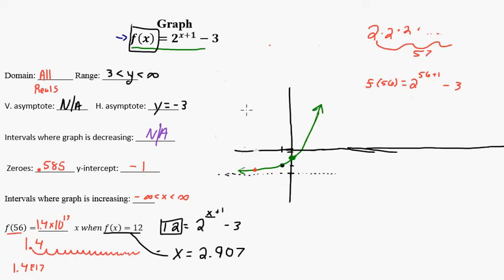Based on this graph, if that's 1, and that's approximately 1-ish, and then there's 2, and then there's 3, so 2.9 is about right here. So here's 12. This point is 2.907 comma 12, and that's the x value I was looking for. That was 2.907. That's the value of x that will make this function equal to 12. This is obviously very crooked. Okay.